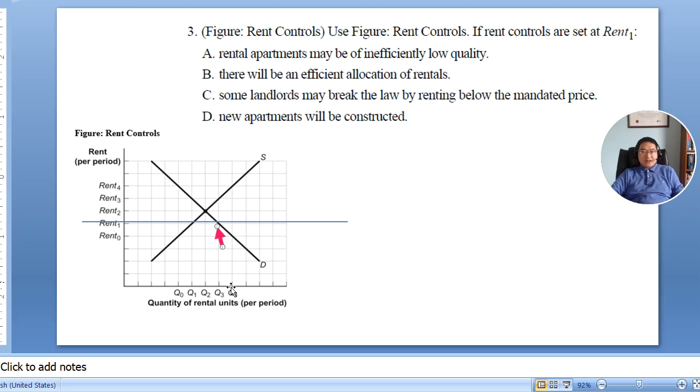The quantity demanded will be higher than the quantity supplied, and if you want to supply this extra demand, you have to accept a low price. But can the landlords really accept a low price? Only if they can reduce their cost. Okay, there is a cost of maintaining a rental property.